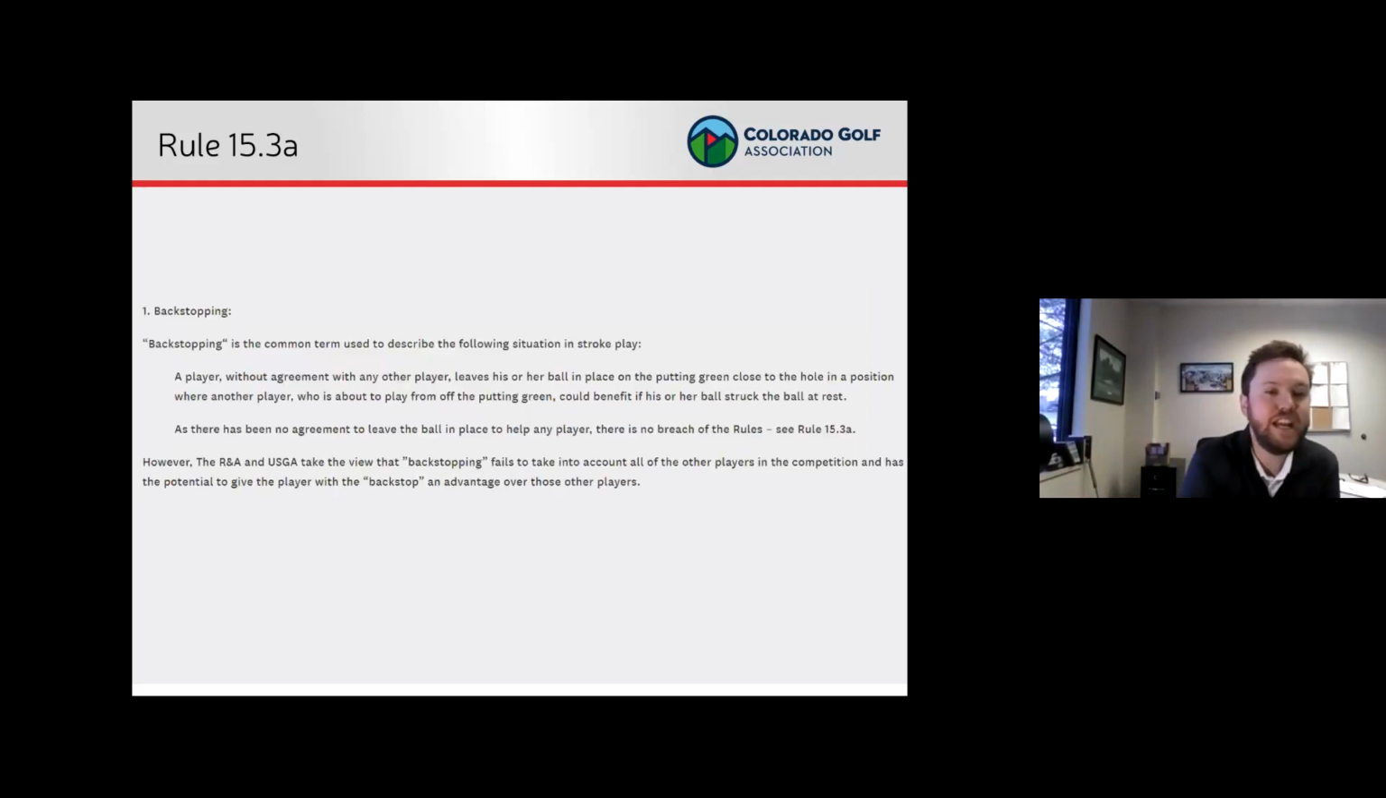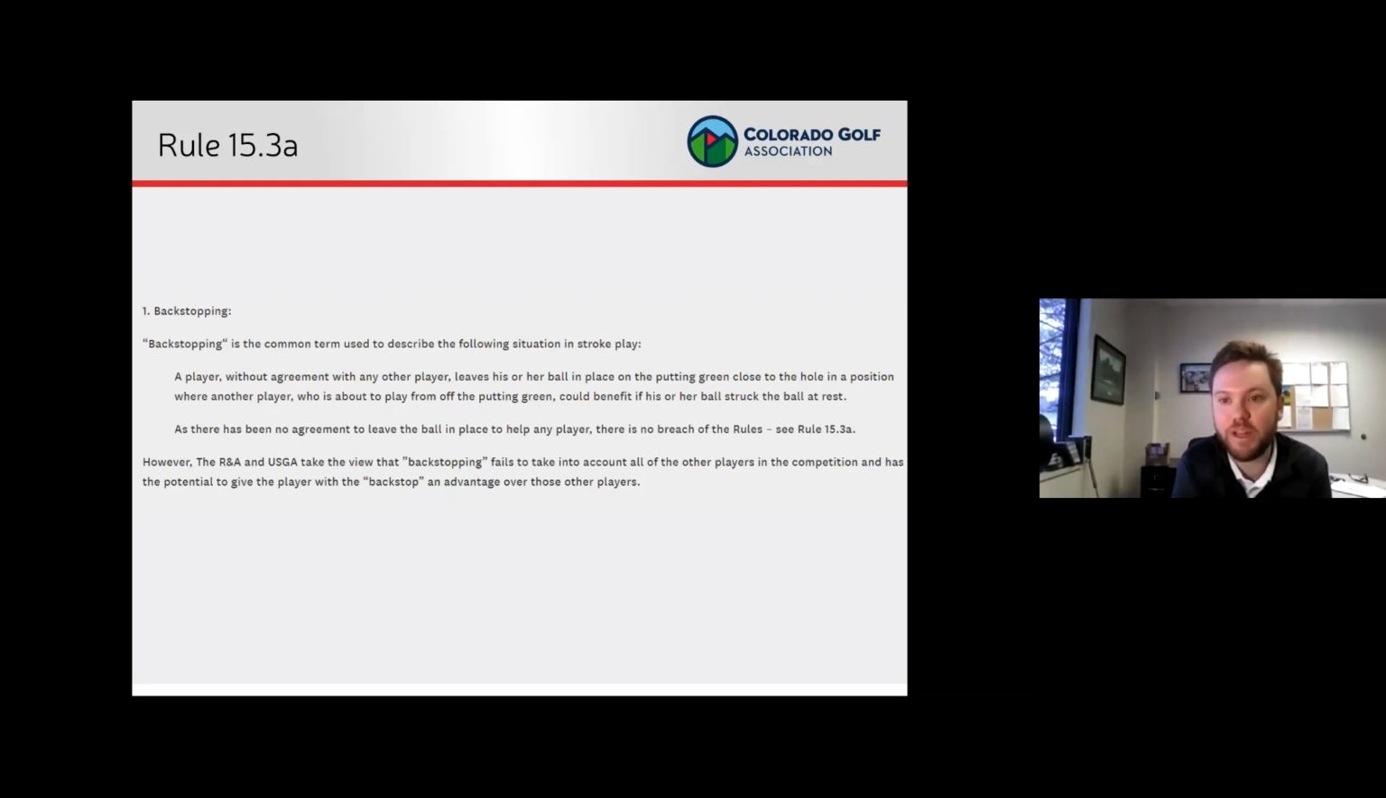It's a little hard to read, but it says backstopping. And this is in the clarifications in the back of the book. I added the word backstopping in 15.3a there, and that's just what we know to be backstopping. But the USGA and the R&A added this as a clarification, aptly named, to say backstopping is the common term used to describe the following situation.